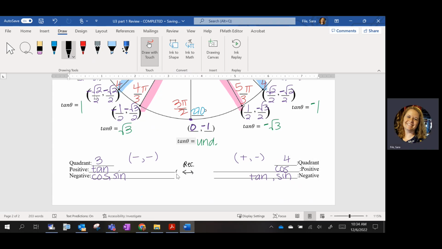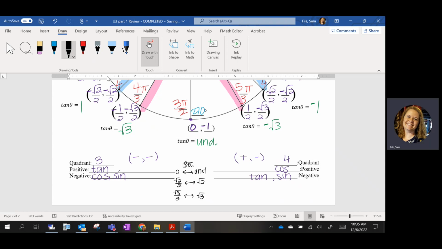So the reciprocal of 0, we said was undefined. And now we're saying the reciprocal of square root of 2 over 2 is just square root of 2. So it would work the same with square root of 3 over 3, right? What would its reciprocal be? Just square root of 3.